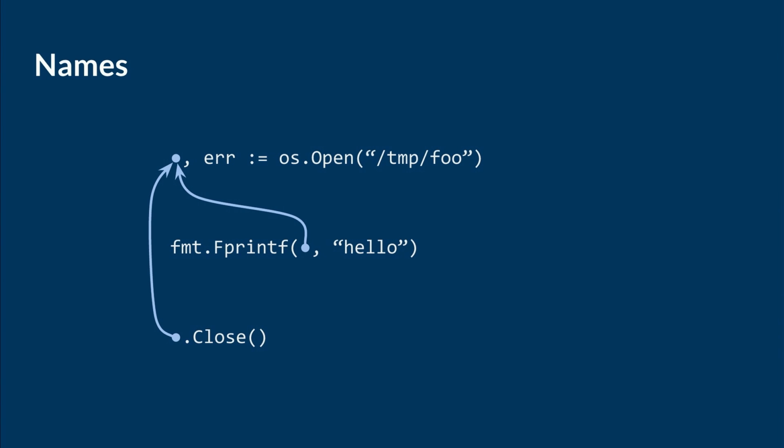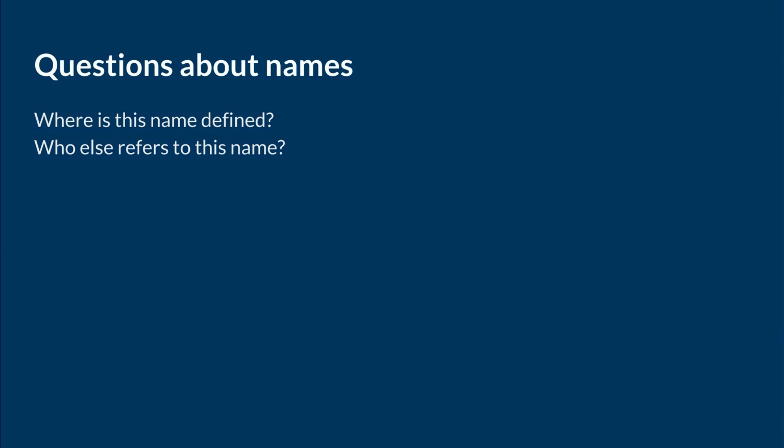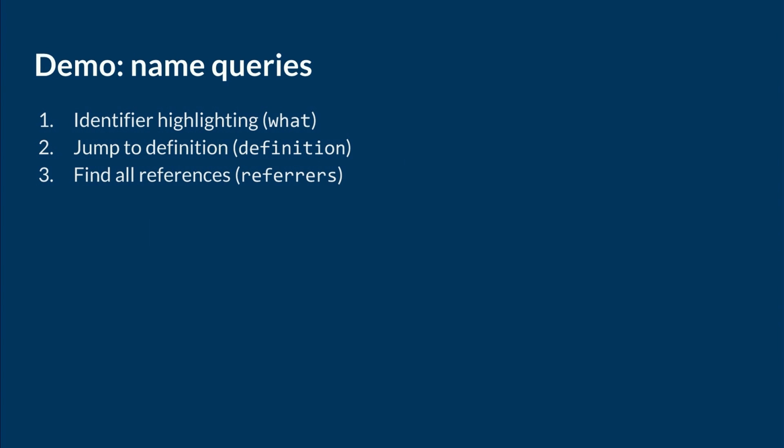To a compiler, a name is actually an indication of a structure, a graph, a relationship between references and declarations. And it's this structure that is one of the most fundamental organizing principles of programs that the tool can help you to visualize and navigate. So the 2 questions that we often have about names are, where is this name defined, and who else in the program refers to this name? And so I'm going to show you some of the features of the tool that can help you see this.